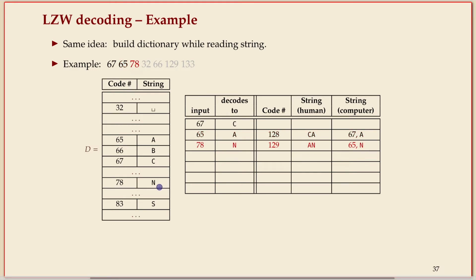78 is an N. So that's our Y. The first character is still N, it's just a single one. And we take the previous phrase that gives us AN, and we add this to the dictionary.